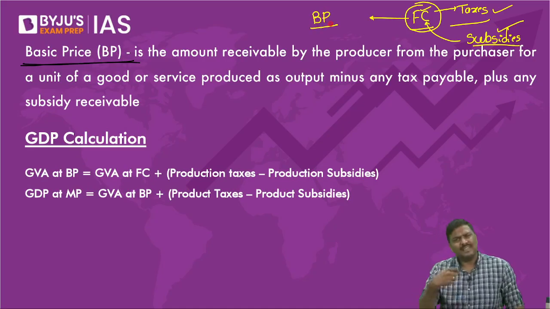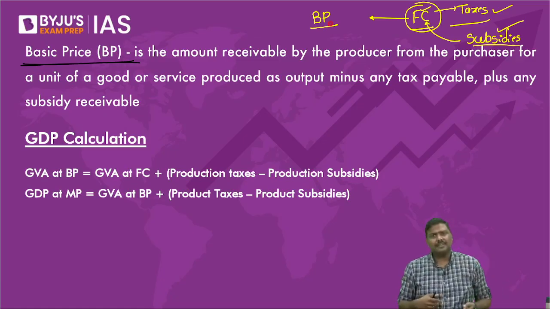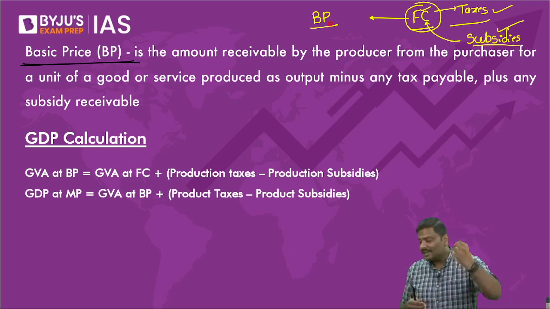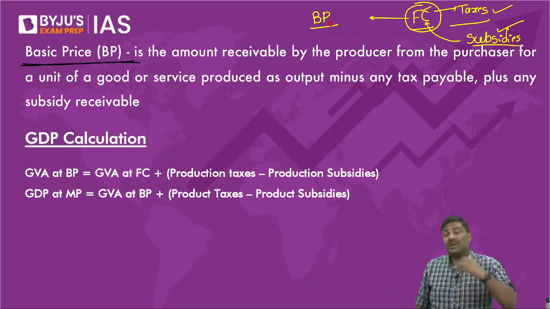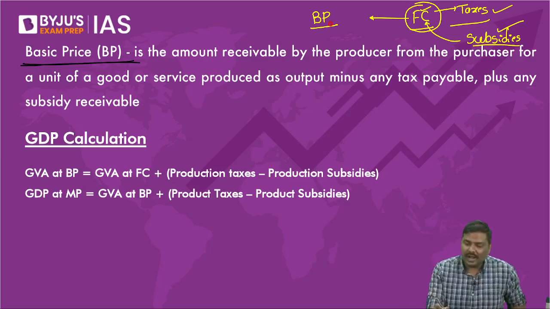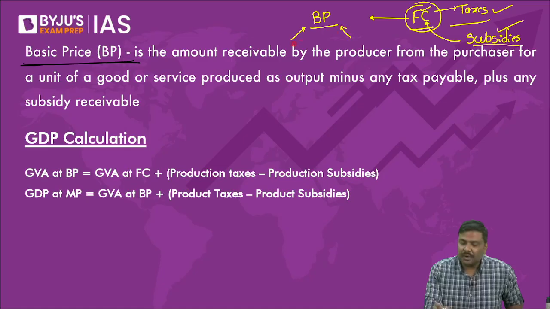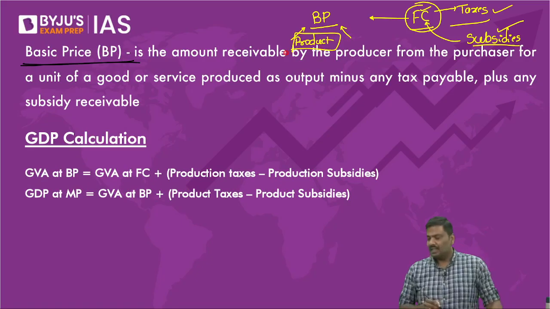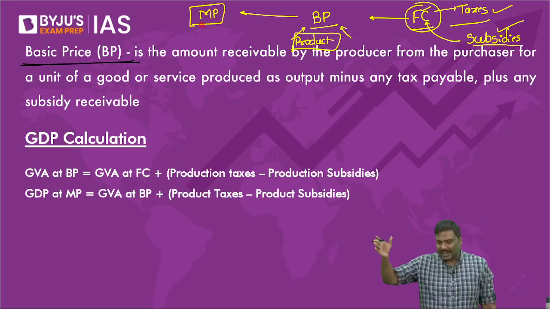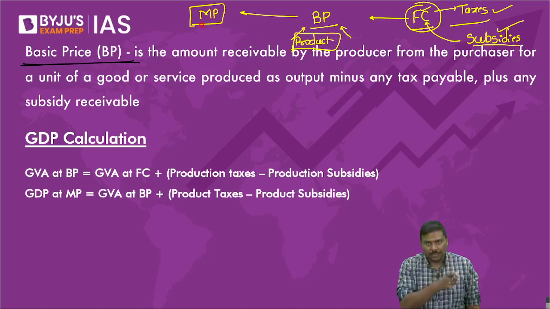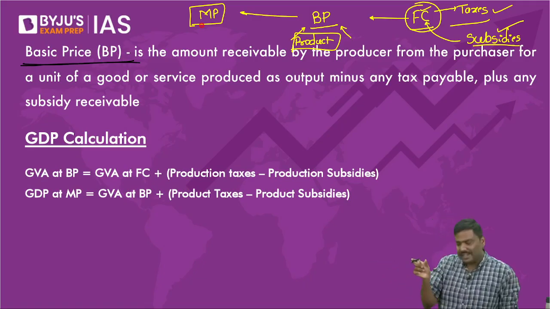Is the basic price a selling price? Is it a market price? Of course no. Why should it not be the market price? What about product taxes? What about product subsidies? Now you will adjust the basic prices with the product taxes and product subsidies. After this, you will come to the market prices. Any difficulty in understanding the flow? I hope you understand.